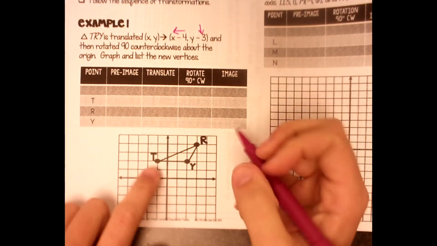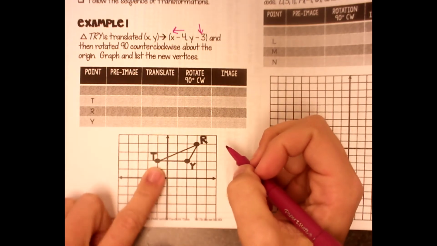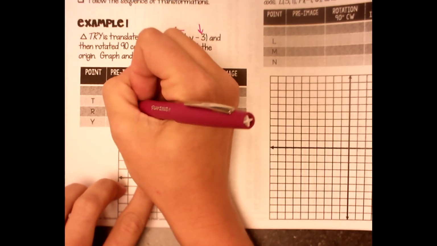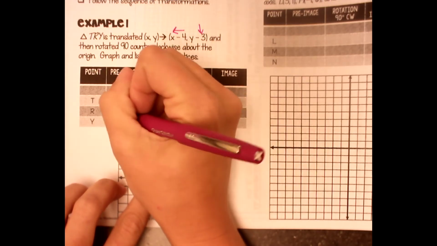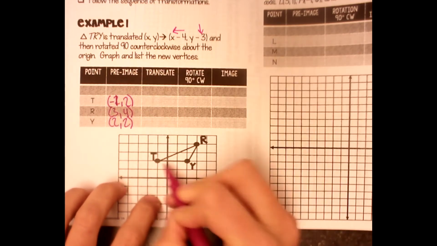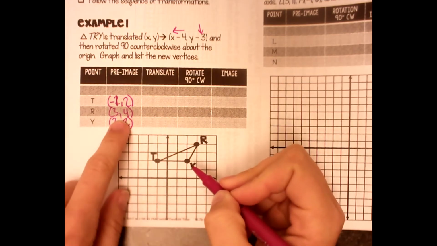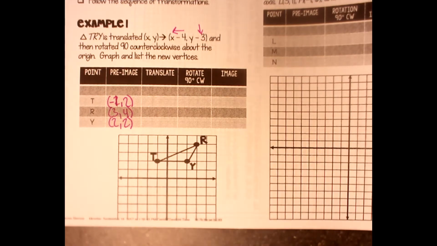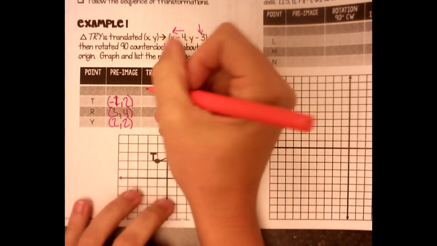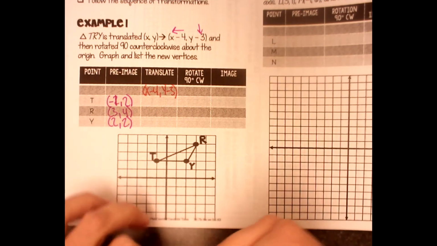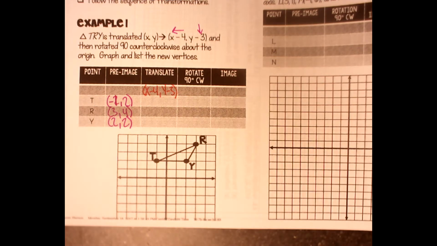So what you do is you start with the original pre-image. My points for T is negative 1, 2, 3, 4, and 2, 2. These are the points T, R, and Y. This is the pre-image, the original picture. So then I'm going to translate those points using the rule x minus 4 and y minus 3. And then I'm going to rotate it 90 degrees clockwise. Then I will have my new image.